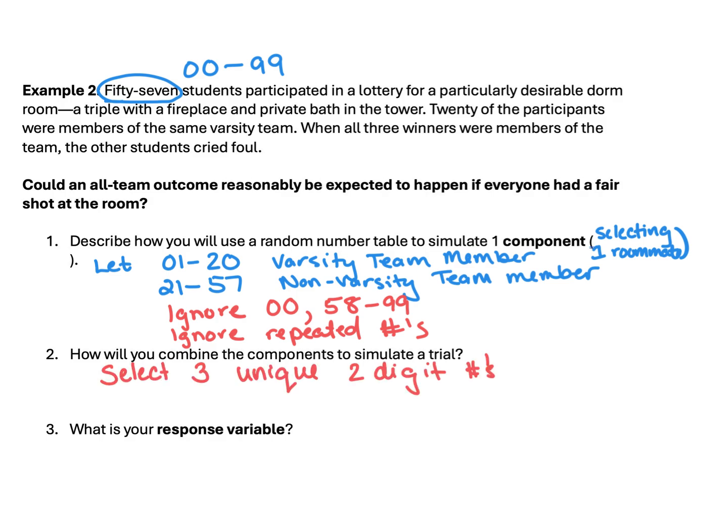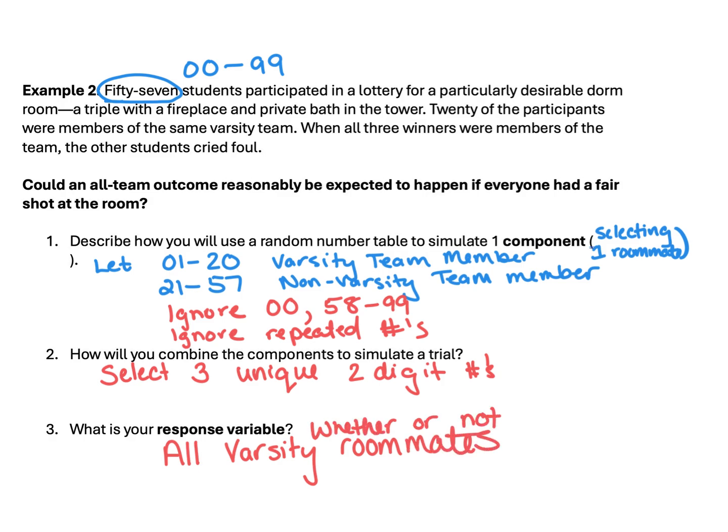So how am I going to combine this to simulate one trial? And that's where I'm saying I'm going to select 3 unique 2-digit numbers. So unique meaning, again, that I'm ignoring the repeated numbers. And what's my response variable? Well, I'm interested in, are all 3 members on the varsity team? So I'm just going to say my response variable will be like all varsity roommates. To be more grammatically correct, it would be whether or not all are varsity roommates.